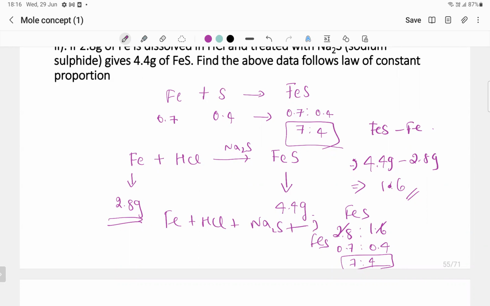Their only ultimate aim is to find the mass of iron and sulfur, whether they are in a constant fixed ratio or not. That's the thing. Don't complicate. The sums will be complicated, but the sums will be final. We'll be solving it. Don't worry.